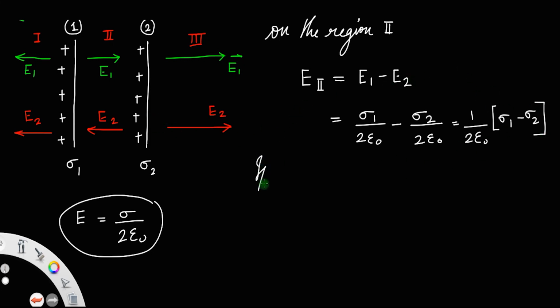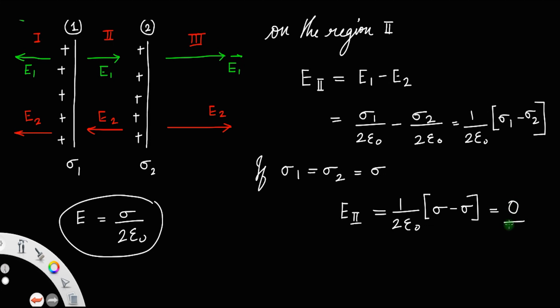What if sigma 1 equals sigma 2 equals sigma, if both the sheets have the same charge density? Clearly, on the second region, it will be 1 by 2 epsilon 0 times (sigma minus sigma), which is equal to 0. So there is no electric field in between these two sheets if the charge densities are the same.